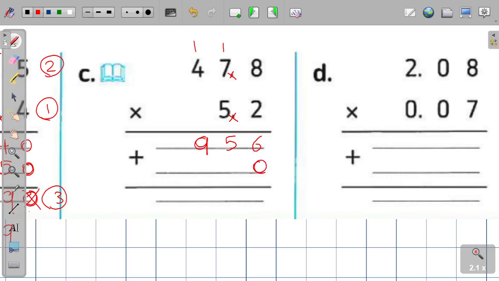Next, I will add 0 here in the ones digit. And after that, I will multiply by 5. So 5 times 8 equals 40. So I will write 0 and carry up 4. 5 times 7 equals 35. 35 plus 4 equals 39. And I will carry up 3. 4 times 5 equals 20. 20 plus 3 equals 23. So I will write 23. Okay. Next, I will add them together.